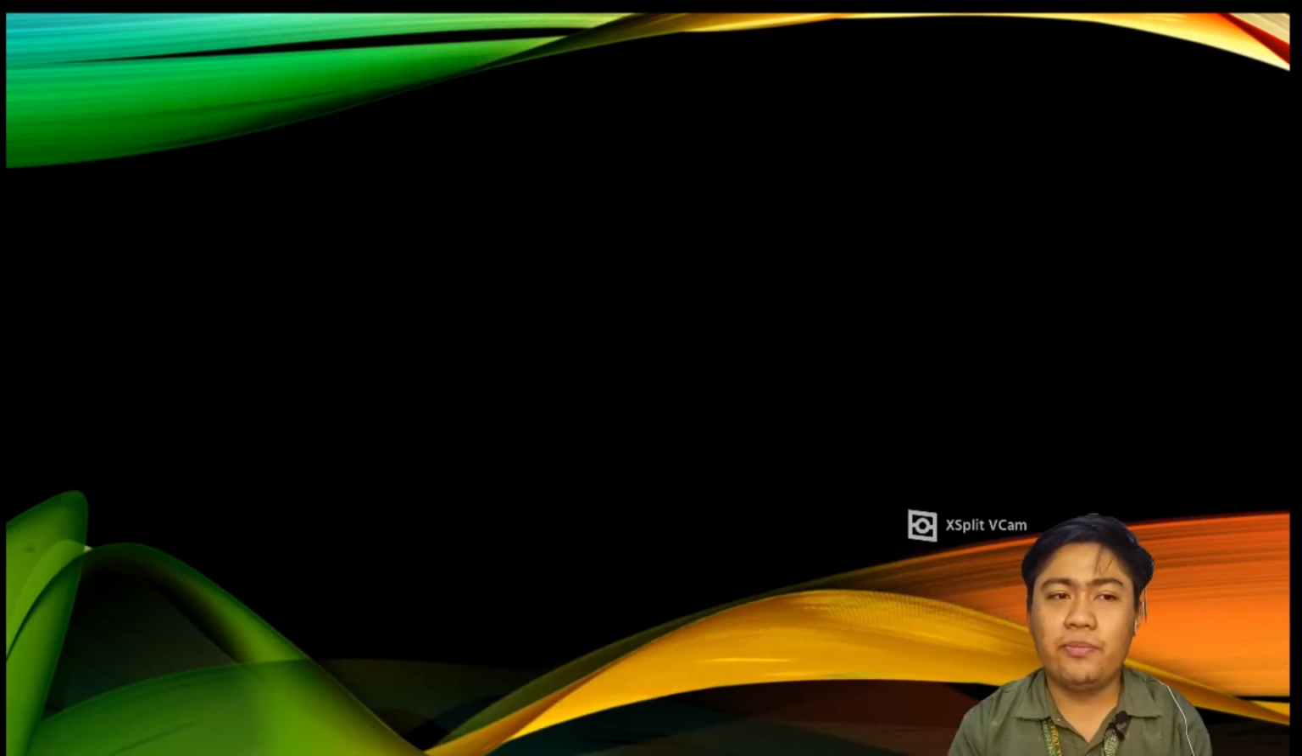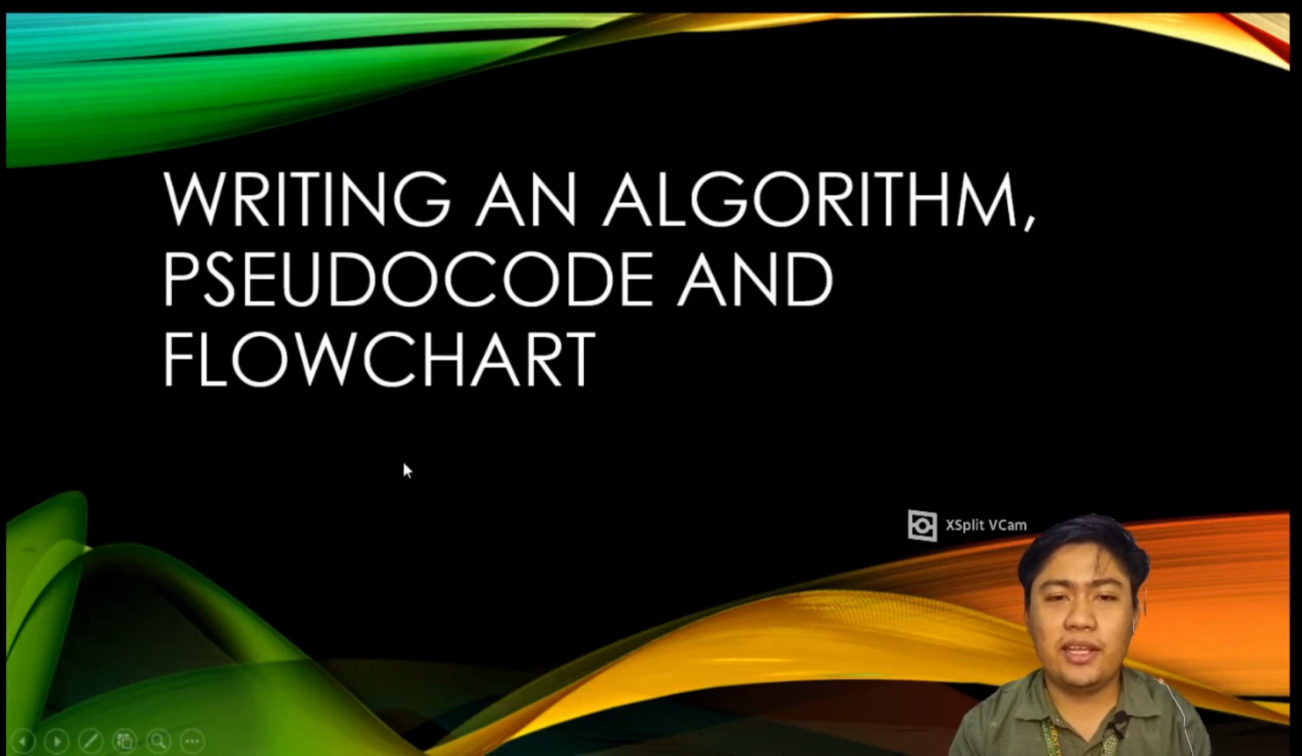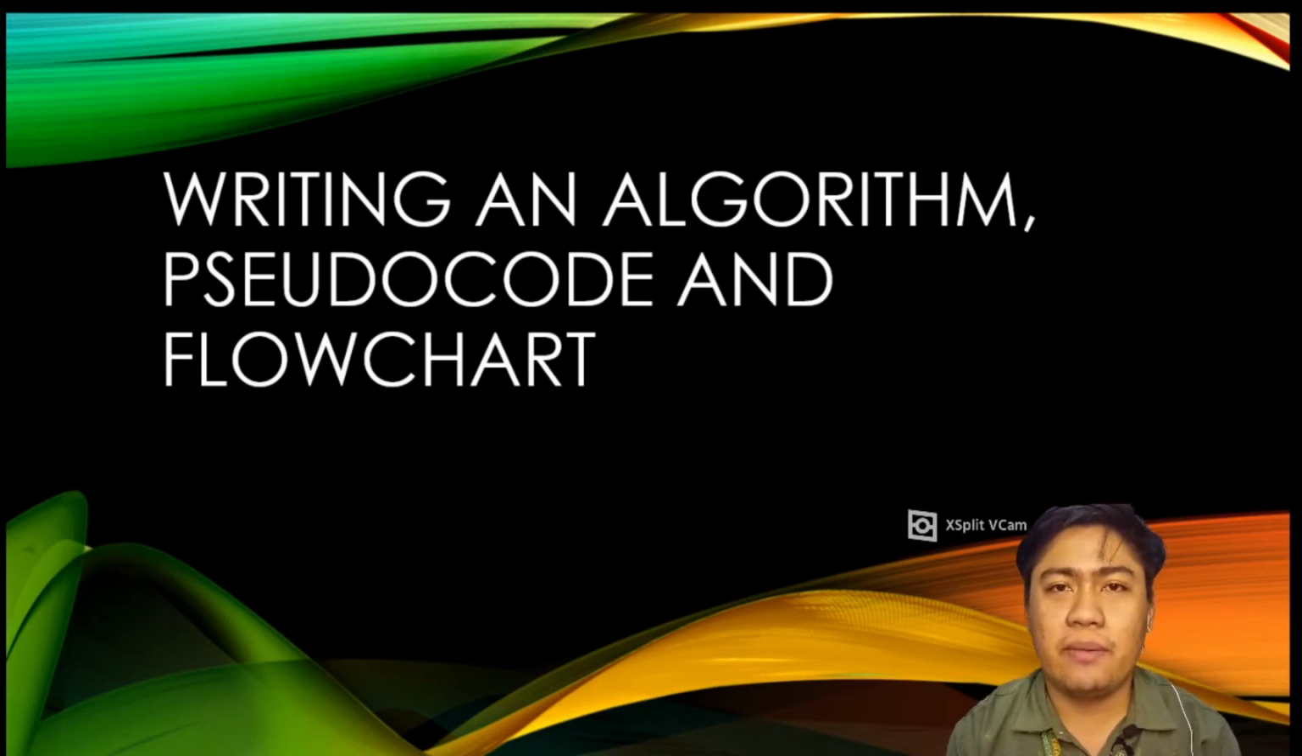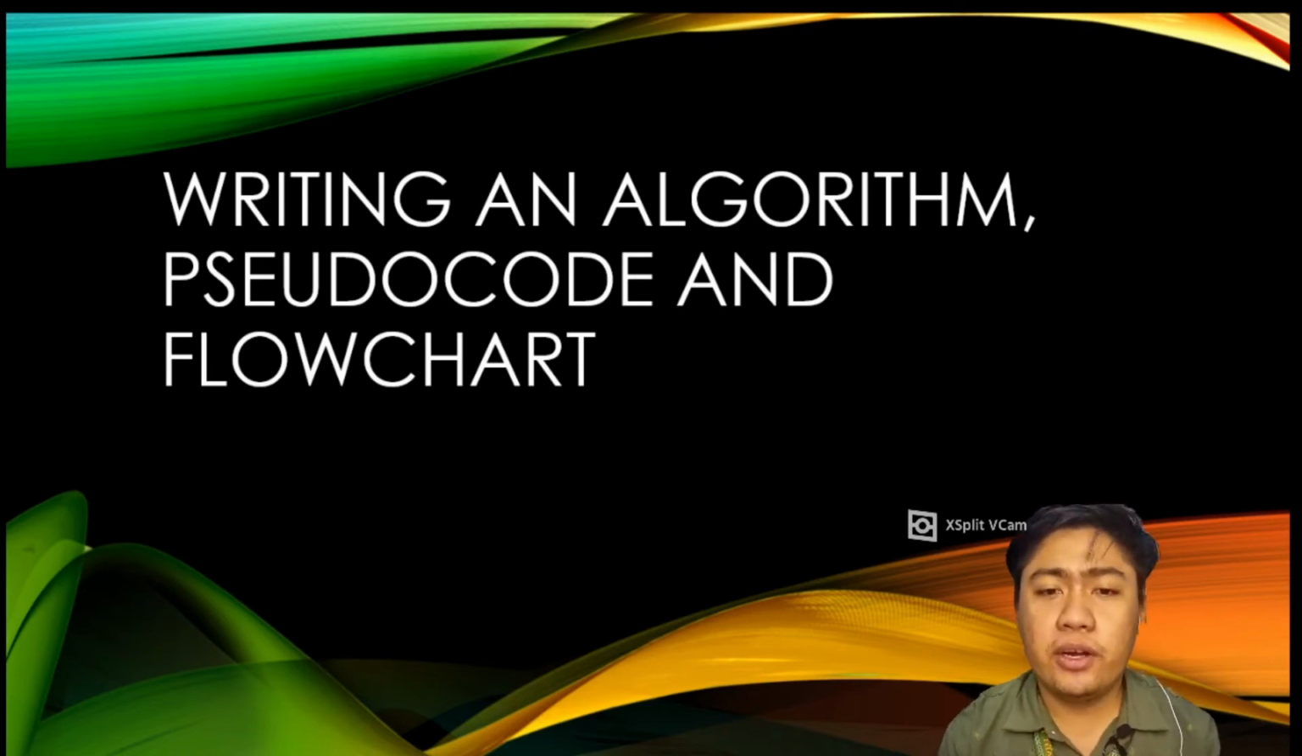Good day, everyone. Last topic we have discussed, or we have started discussing, the level 1 of the programming. So we have discussed there the number system, the conversion of decimal to binary, and the binary to decimal. So in this topic, we will discuss the writing of an algorithm, pseudocode, and flowchart. We will explain what an algorithm, pseudocode, and flowchart are. We will recognize also the importance of an algorithm, pseudocode, and flowchart in programming, and we will create an algorithm, pseudocode, and flowchart.